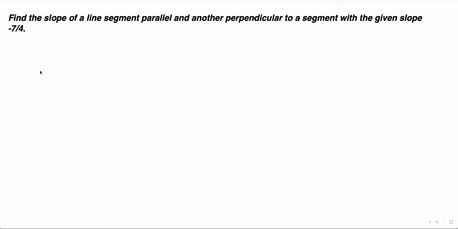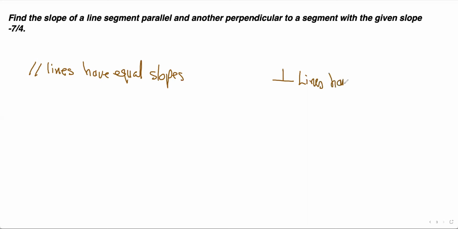Okay, so 2 things we must know here. We must know that parallel lines have equal slopes. So this one is easy. But perpendicular lines, and this indicates perpendicular lines, have negative reciprocal slopes.